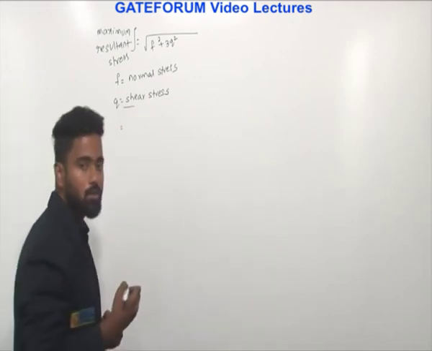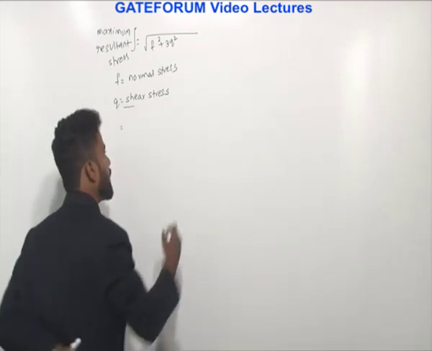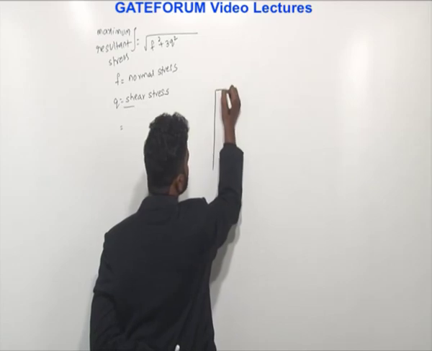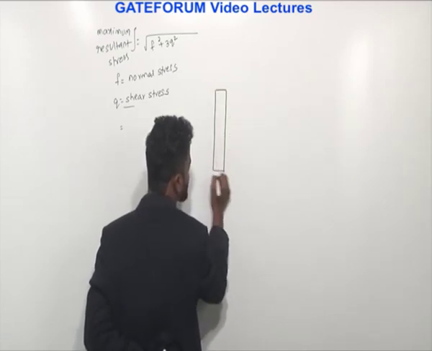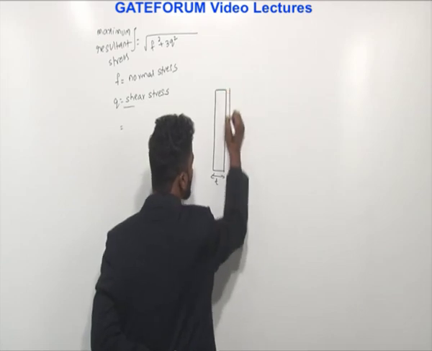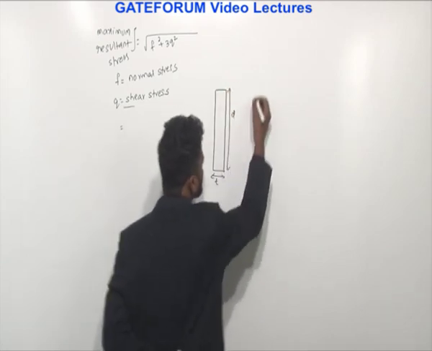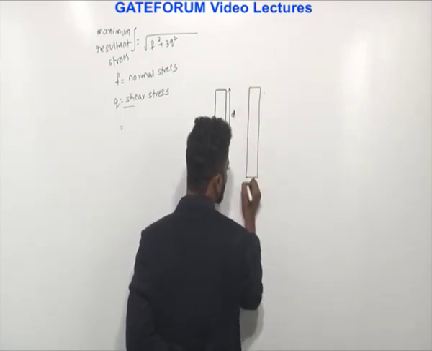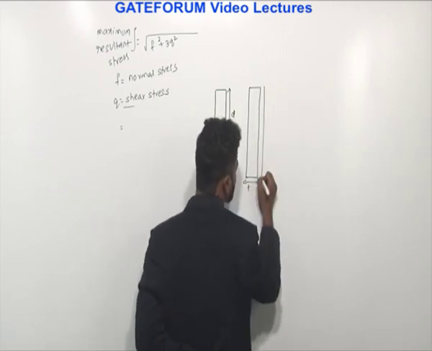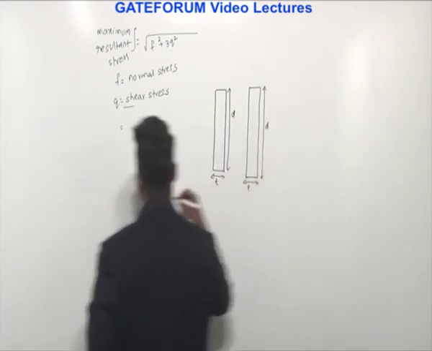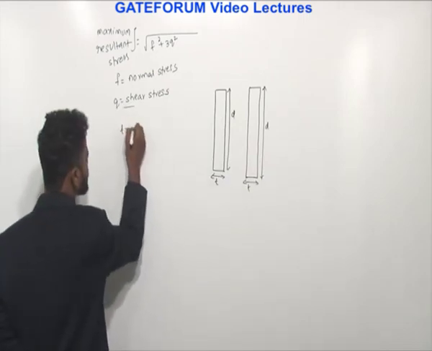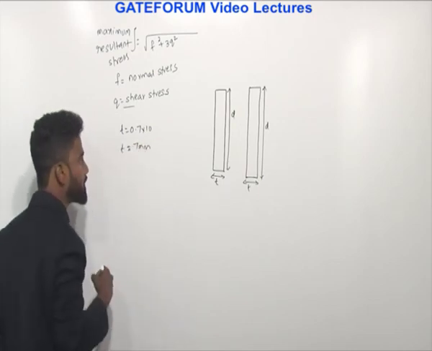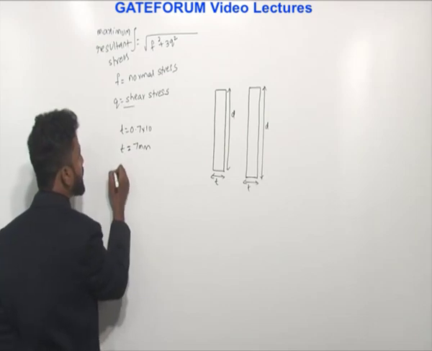So shear stress is equal to shear force upon area. So what is the area that is being resisted? Welding is done on both sides with throat thickness T and depth D. So here the throat thickness is equal to 0.7 times the size of weld, that is equal to 7 mm.